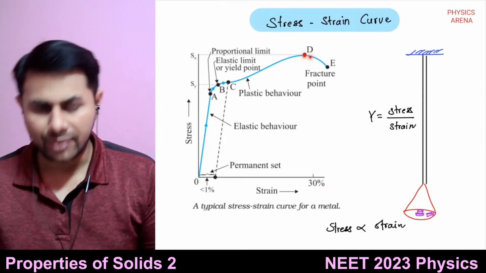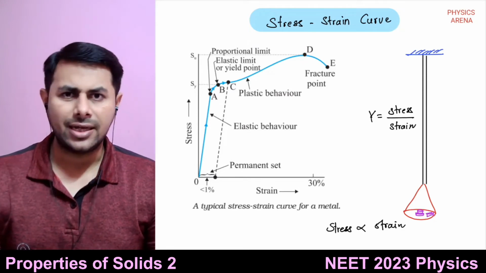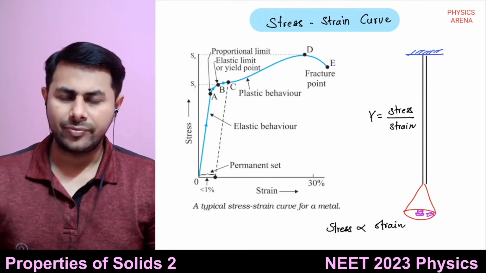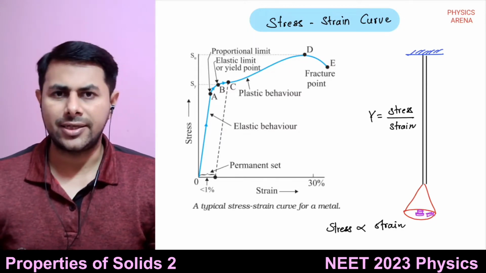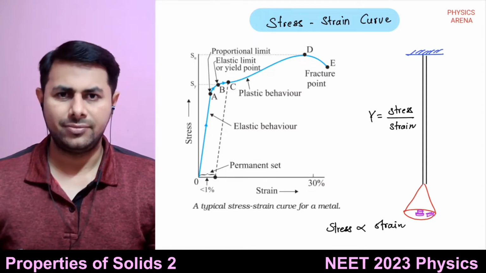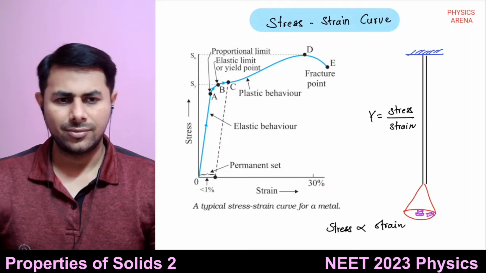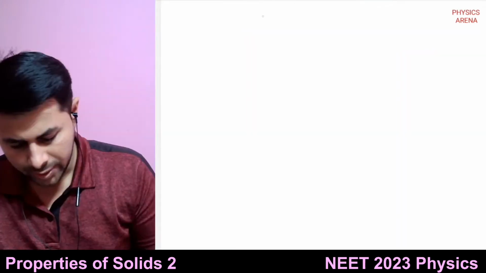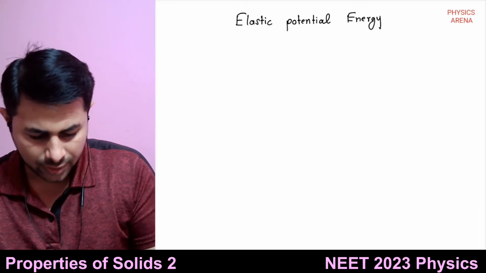But if D and E are very close, then the material is brittle. Once the point corresponding to maximum tensile strength is reached, it breaks very fast. So those materials are brittle. Is this clear? Let's talk about the elastic potential energy.